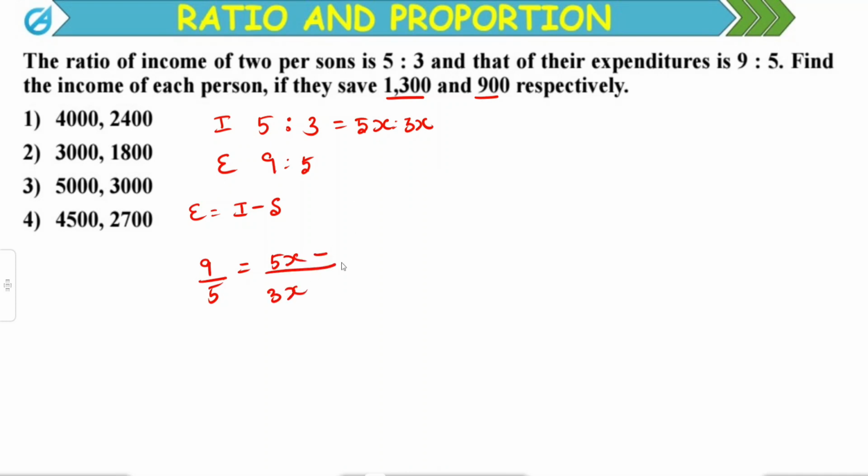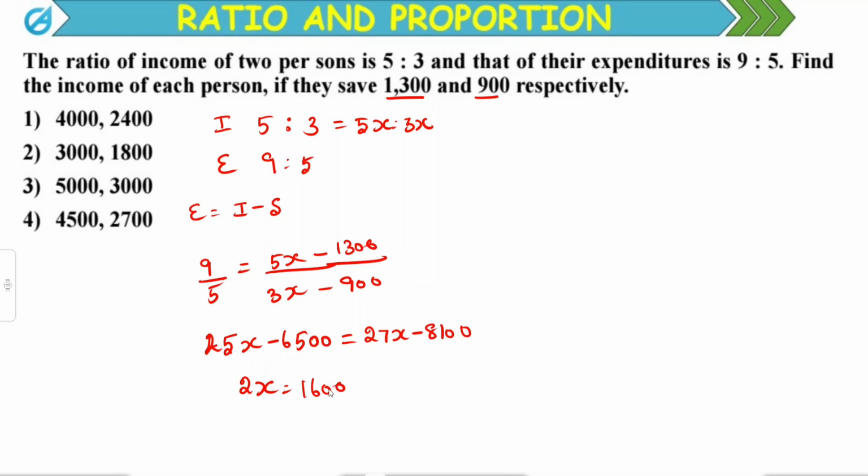And how much is the first person saving? 1300. How much is the second person saving? 900. If we cross multiply, what happens? 25x minus 6500 is equal to 27x minus 8100. So from this, 2x will be 8100 minus 6500, so we'll get 1600. So from this, x will be 800.